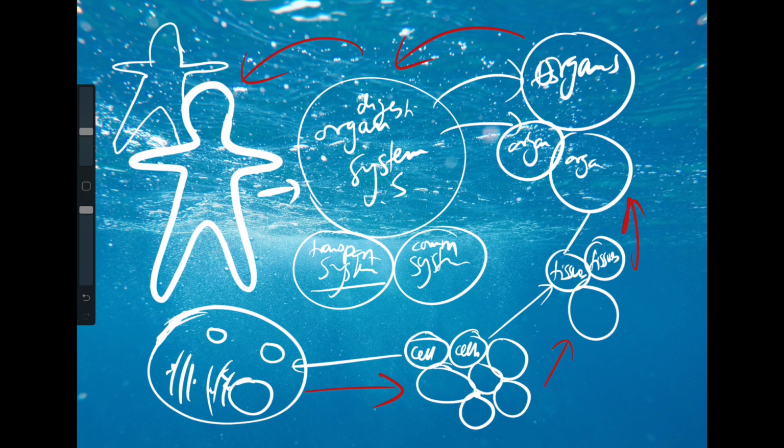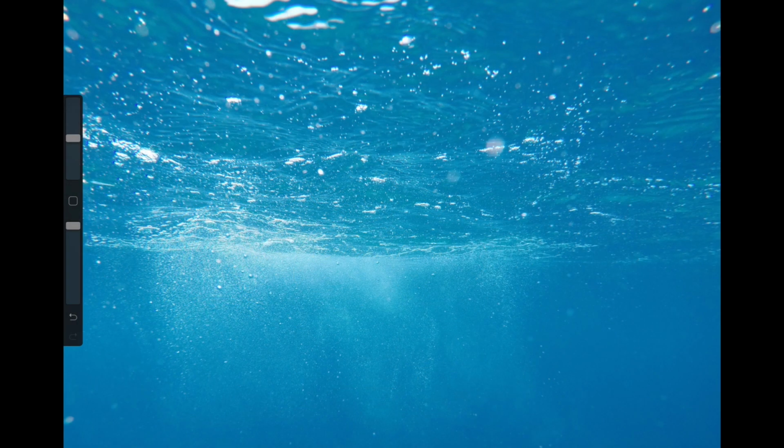Okay, so let's now discuss how these organelles came to be in the first place. Let's begin in the ocean again, and let's start with a very basic form of life. We're going to start with a prokaryotic cell.